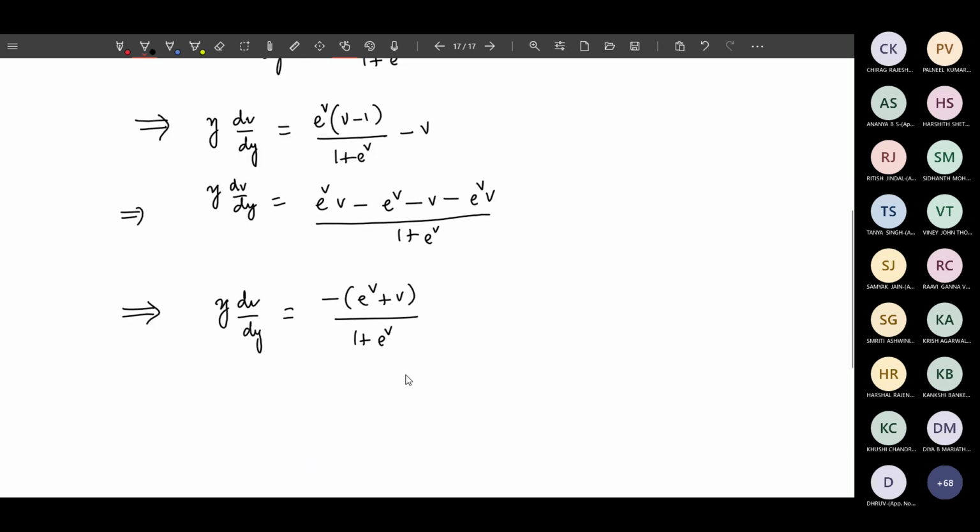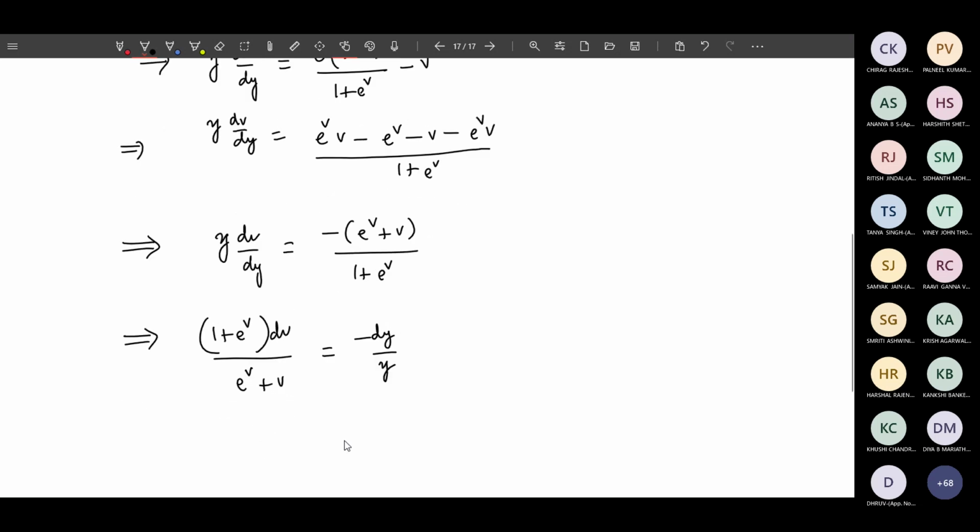Now our job is to separate the variables. Here v and dv terms on one side and y and dy terms on the other side, so that we get 1 plus e power v, dv, by e power v plus v, equal to minus dy by y. In this case the y terms are all on the right hand side, and the v dv terms on the left hand side. Is it easy to integrate? That we need to check here.